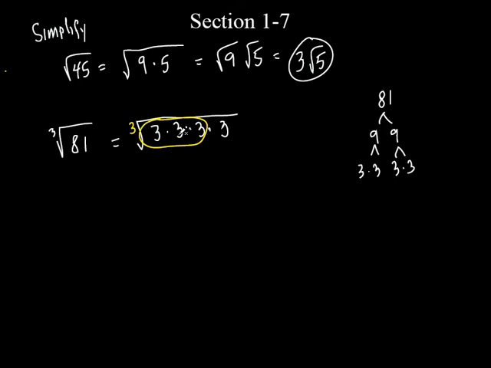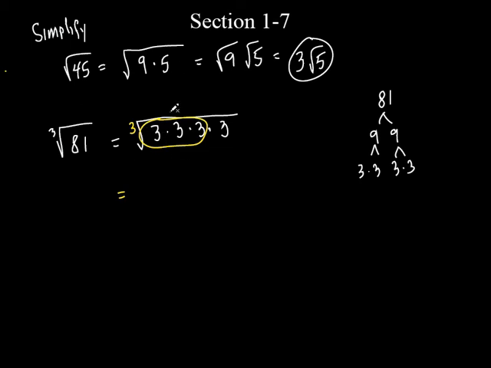So if it's the cube root, I want to find out what number times itself 3 times is going to come out even. So I group 3 of them together. Now, what's that going to be? What is the cube root of 3 times 3 times 3? 3. It's just 3, exactly right.